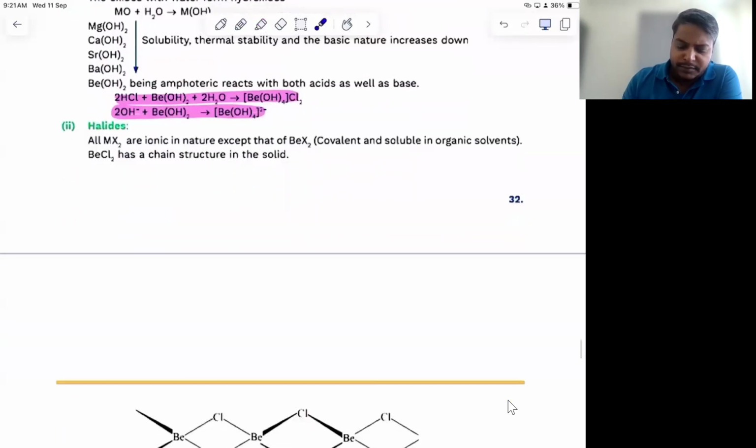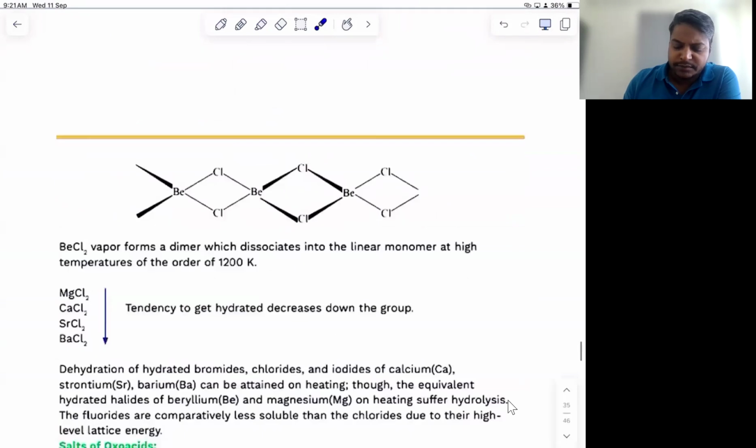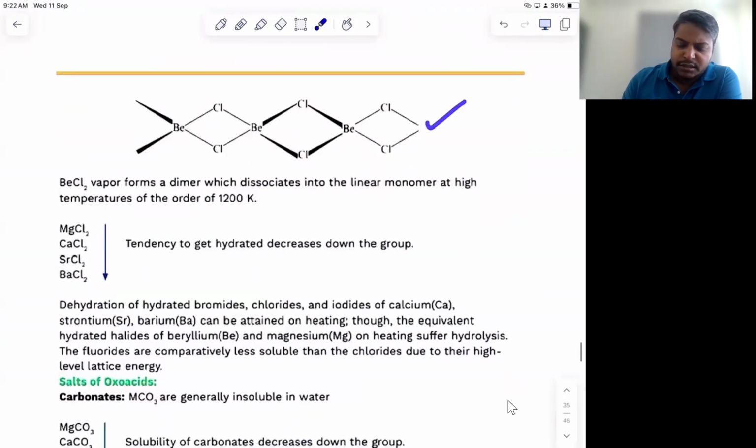Next, halides. If you notice halides here, MX2 are ionic except for BeX2. They are covalent and soluble in organic solvents. BeCl2 has a chain structure in solids. This is how the structure would be. BeCl2 vapors form a dimer, which dissociates into a linear monomer at high temperatures of the order of 1200.